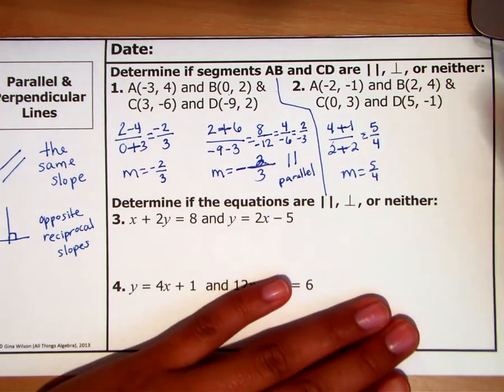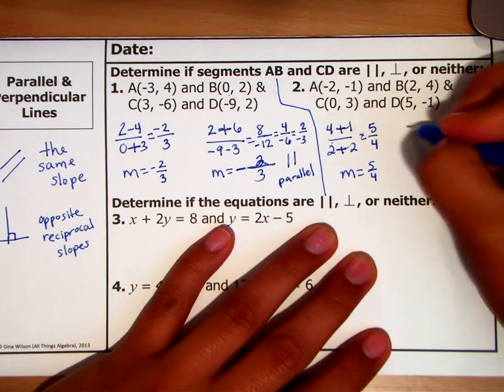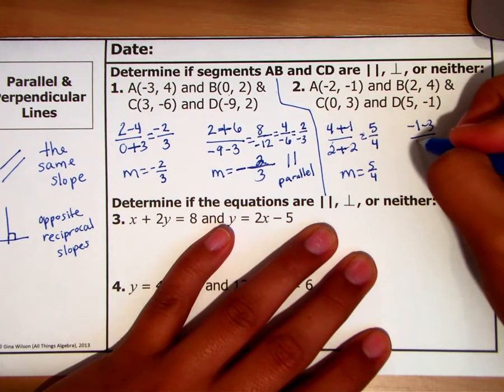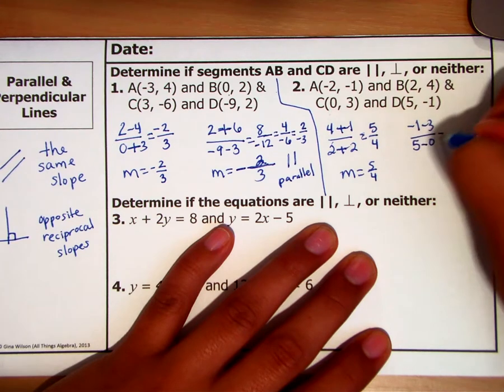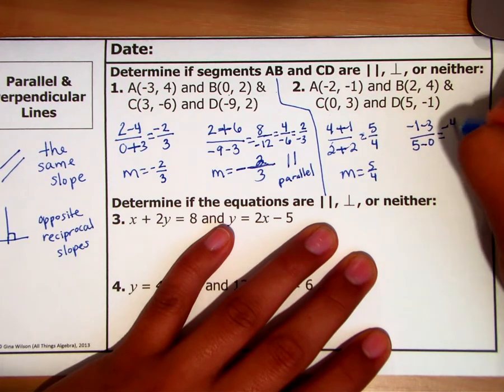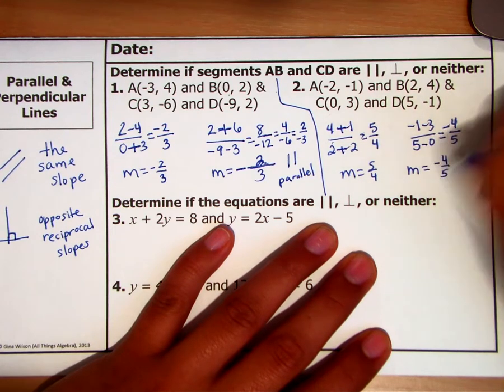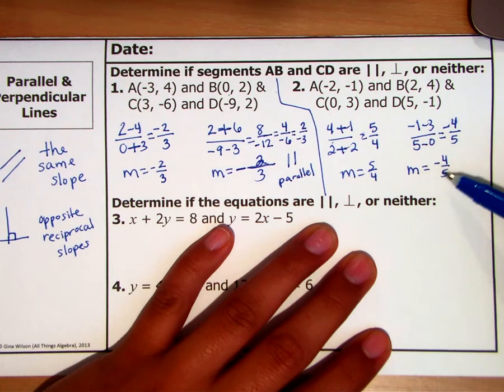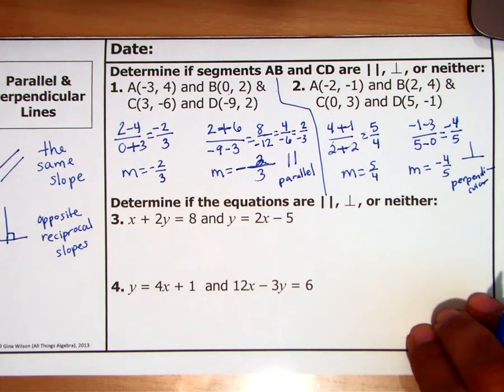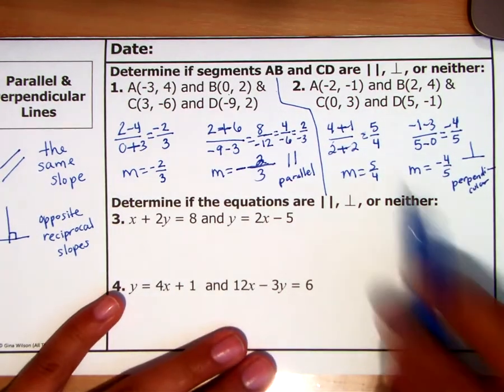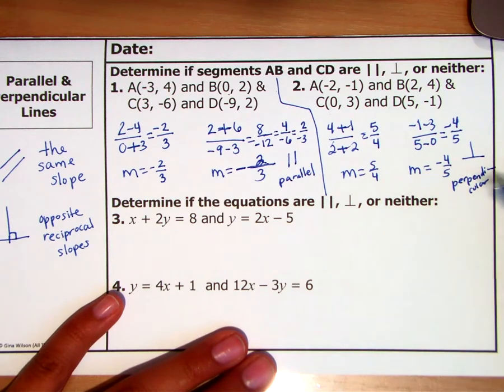It's already reduced. Now the next one, negative 1 minus 3 divided by 5 minus 0. Negative 1 minus 3 is negative 4. 5 minus 0 is 5. The slope is negative 4 over 5. If you notice, this one is positive, this one is negative. And they're also flipped. So these are perpendicular. So they have to be both opposite signs and then flipped reciprocals. They have to be both.